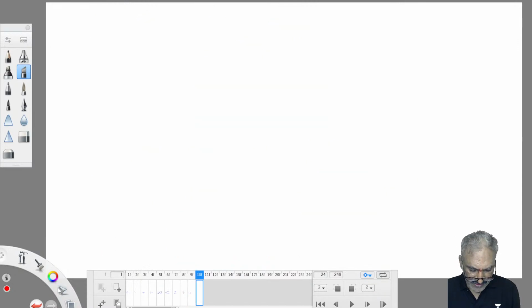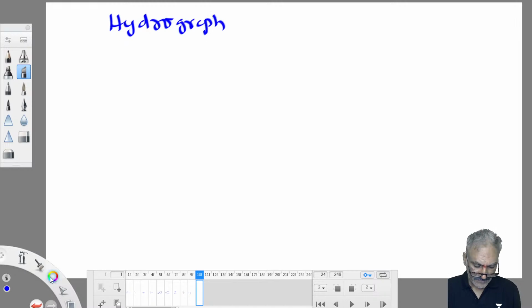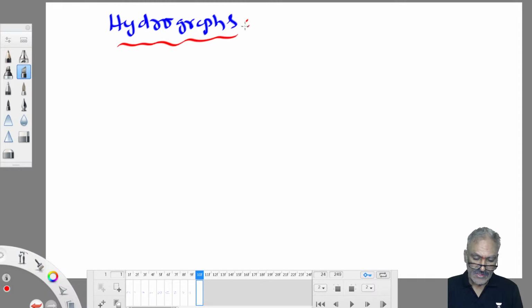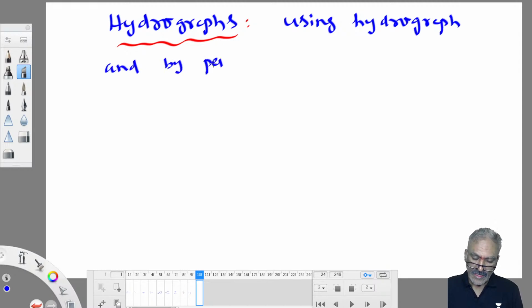Then the last method is called hydrographs. So hydrographs are popularly used for what purpose? To estimate runoff from a catchment. If we straight away discuss hydrographs, we'll get confused. What purpose are they used for? Why are we talking about hydrographs suddenly like this? So hydrograph is one of the methods available to work out the runoff component from a catchment. So using hydrographs, runoff from a catchment is estimated, using a hydrograph and by performing hydrograph analysis.